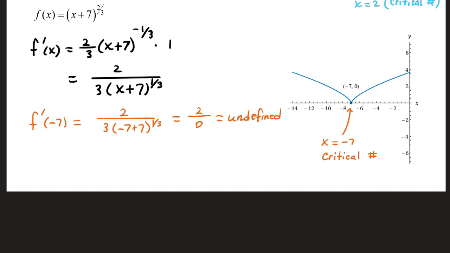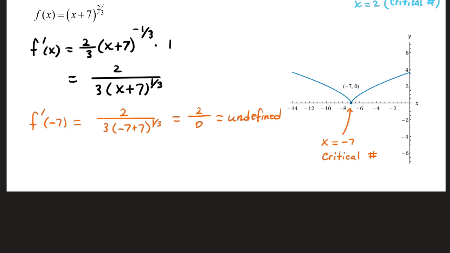Well, notice here on our graph, we don't have a smooth curve. It just comes to an abrupt point. That's called a cusp. Where does that occur? What value of x can I plug into here and get 0? That's right, it's negative 7. So even if it's a sharp point, that's still information. That's a critical number. It just happens to make our derivative undefined.